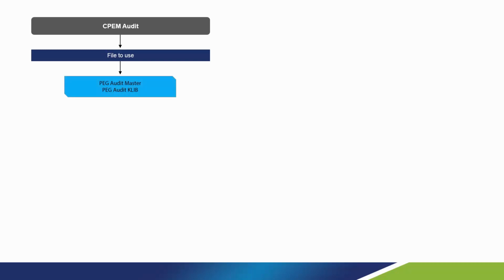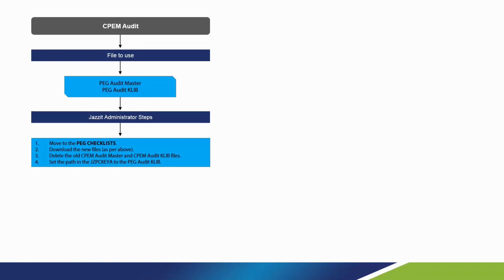The CPEM and PPM audit transition is not based on the client year end, and PEG should be used immediately. If you are subscribed to the CPEM audit checklist, you will follow the steps below. The files you will use are the PEG Audit Master and the PEG Audit Caleb. The Jazzit administrator will move to the PEG checklist by downloading the PEG Audit Master and PEG Audit Caleb from the Jazzit Support Center downloads page.